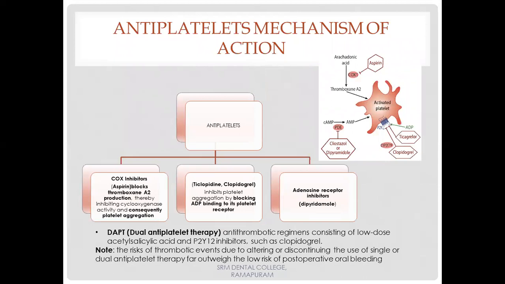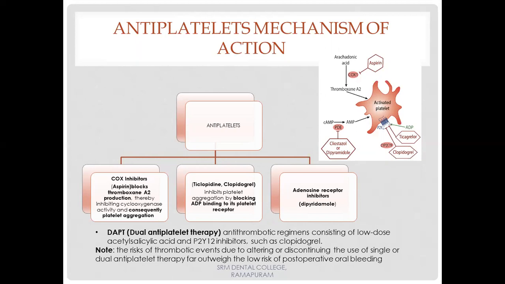The antiplatelet drugs' mechanism of action is that they are all COX inhibitors. Drugs like aspirin block thromboxane A2 production, thereby inhibiting cyclooxygenase activity, and subsequently platelet aggregation is prevented. Drugs like clopidogrel inhibit platelet aggregation by blocking adenosine diphosphate from binding to its platelet receptors. Drugs like dipyridamole are potent adenosine reuptake inhibitors.